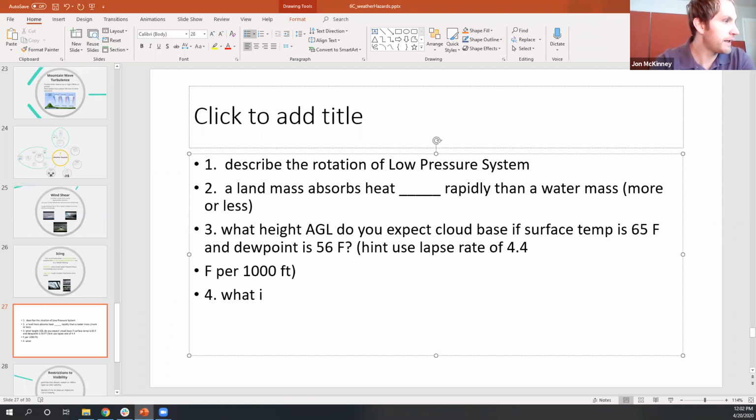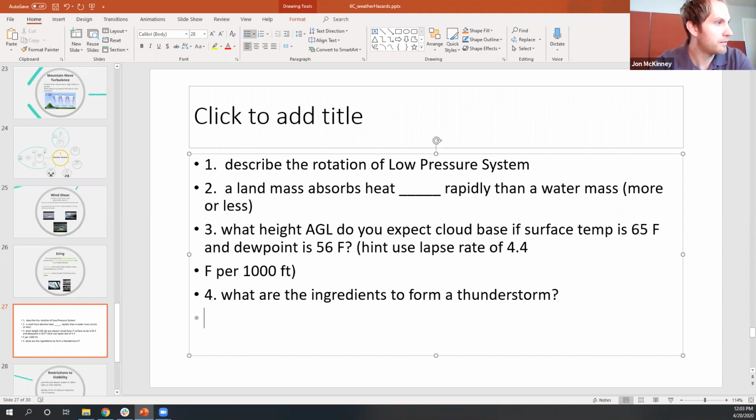What ingredients do you need? Let's make it more simple. What are the ingredients to form a thunderstorm? All right, so I'm going to give you a minute for that one.